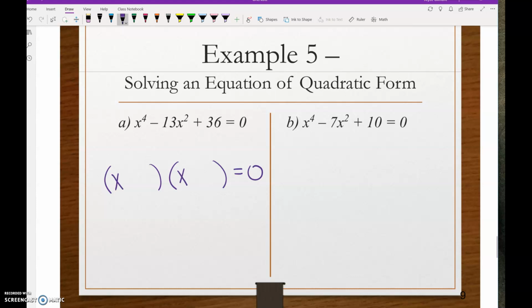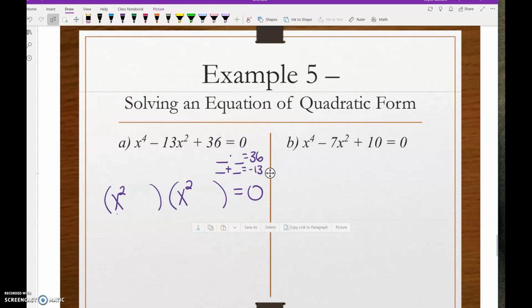If this was x times x would be x squared. We need it to be x to the 4th. So this needs to be x squared times x squared. x squared times x squared is x to the 4th. x squared times a number and a number times x squared, those will combine together to give us this middle number, this negative 13x squared. And then the number times the number will give us our positive 36. So we are looking for two numbers that multiply to give us 36 and add up to negative 13. So they both have to be negative, two negative numbers.